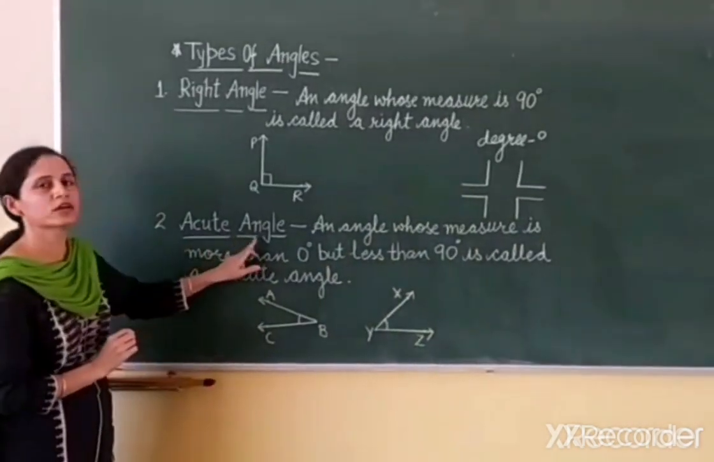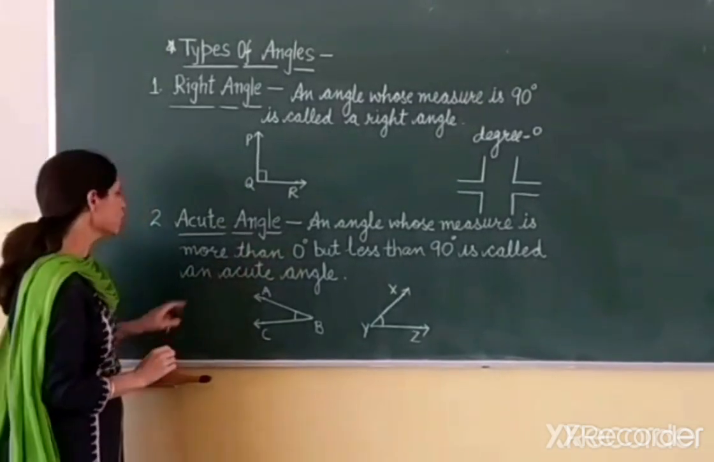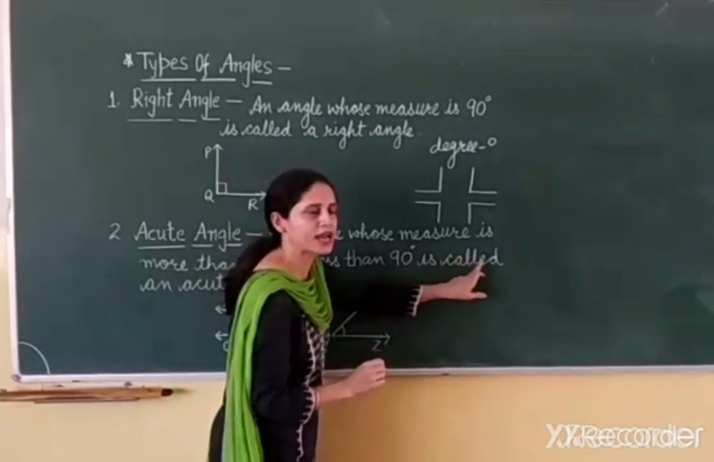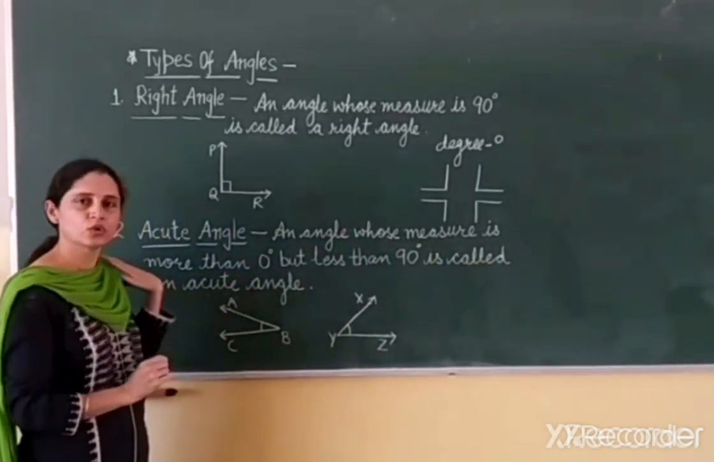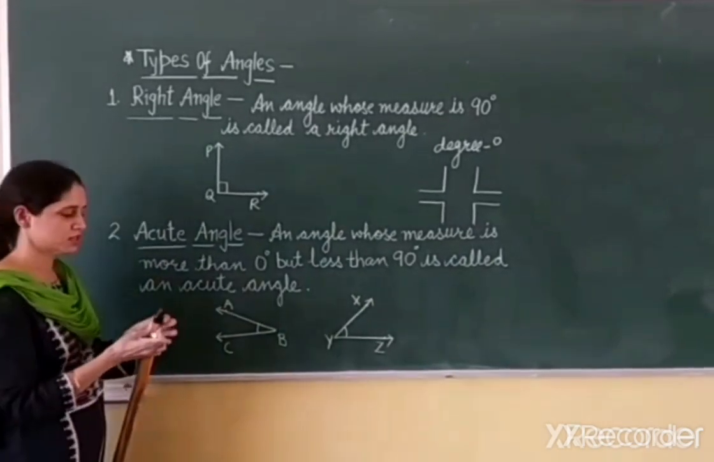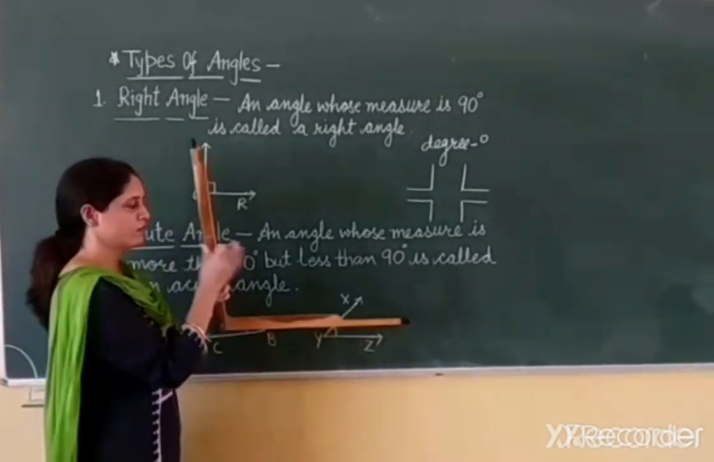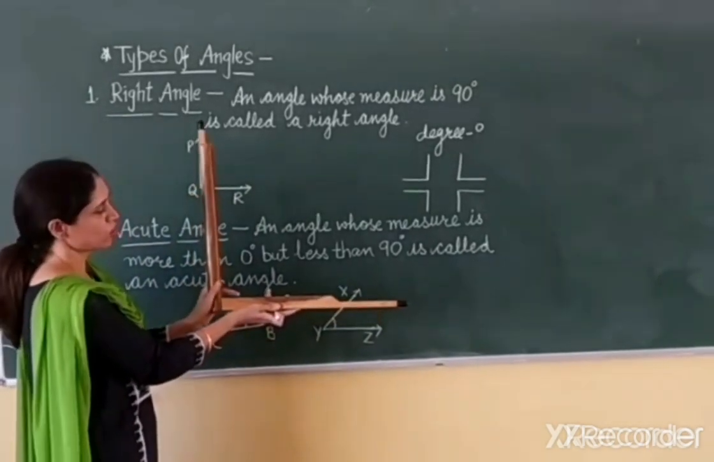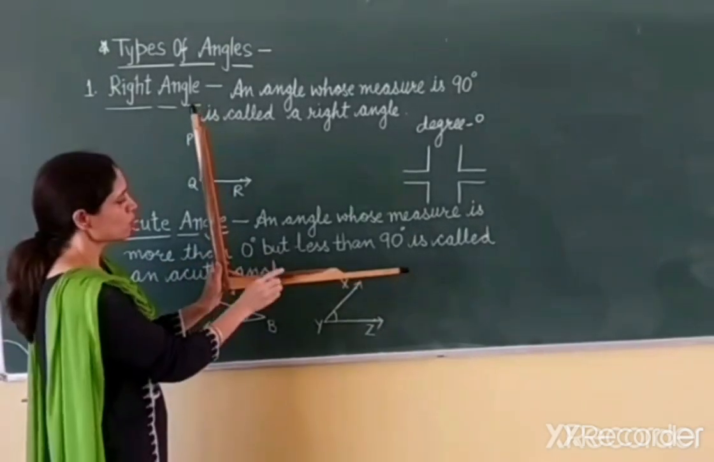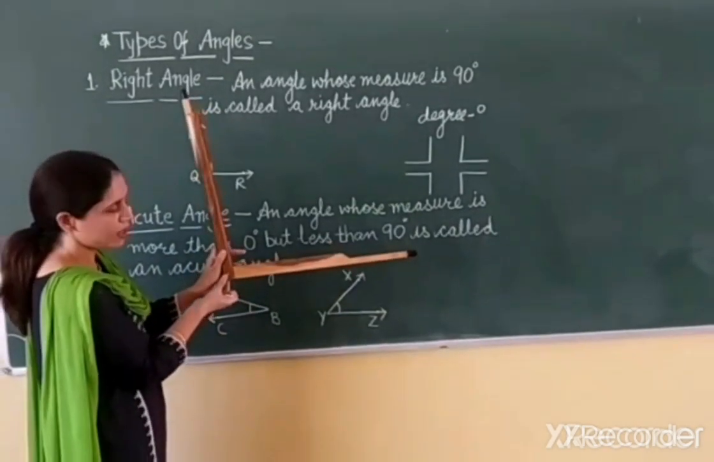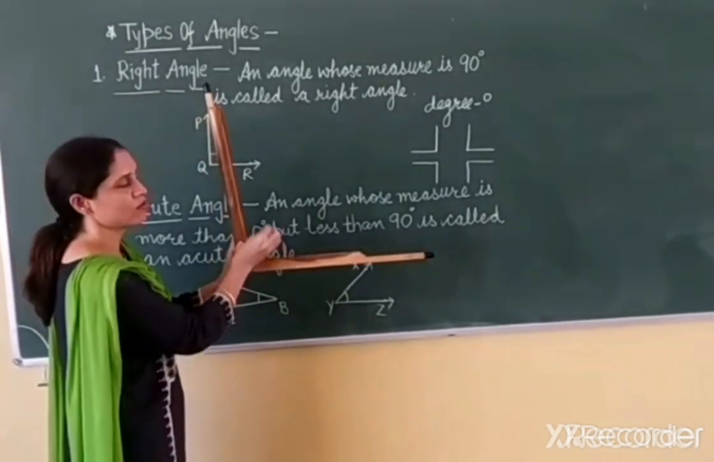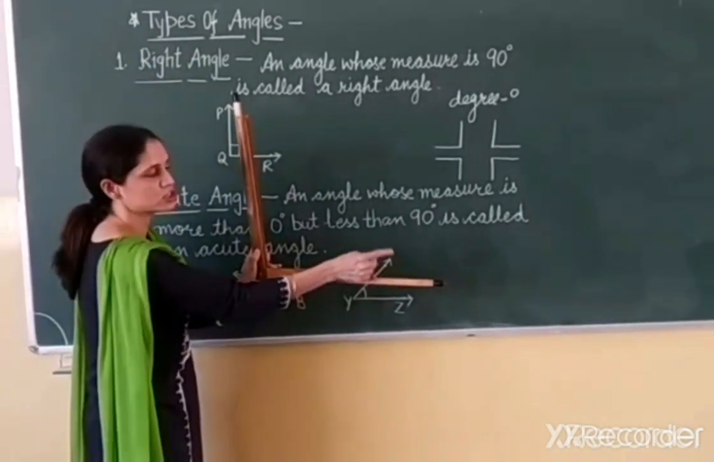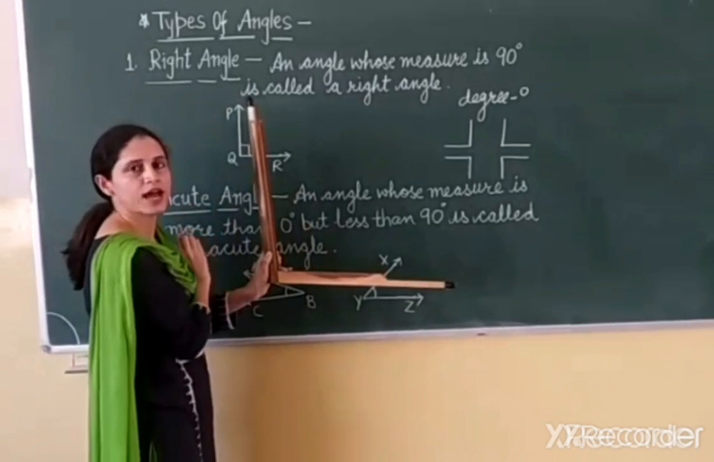Next is acute angle. An angle whose measure is more than 0 degree but less than 90 degree is called an acute angle. We will learn this with the help of this tester. First, this is one side, this is another side. So it is an L-shaped figure. These two sides have a common end point. So these form an angle of 90 degree. But an acute angle is more than 0 degree but less than 90 degree.